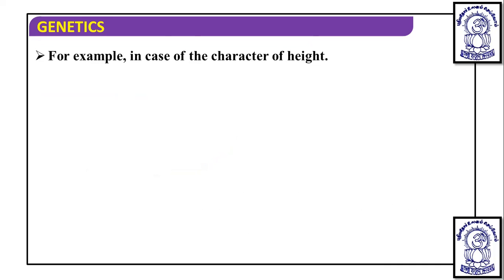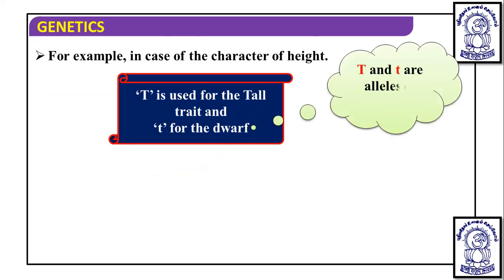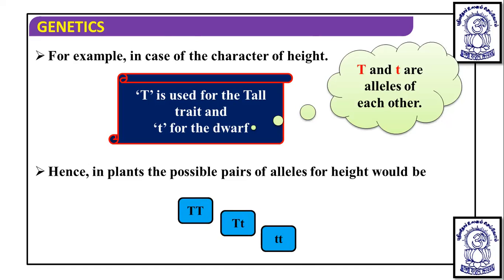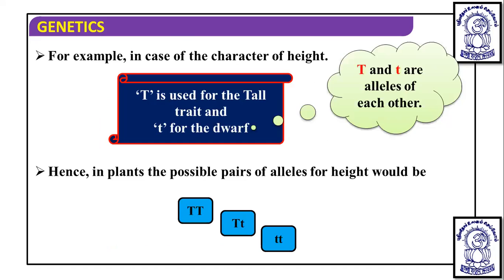So for example, in case of the character of height, capital T is used for the tall trait and small t is for the dwarf trait. Capital T and small t are the alleles of each other, meaning these two alleles code for the character height. So after this discussion, we can conclude that in a plant the possible pairs of alleles for height would be capital T capital T, capital T small t, small t small t. Okay, so this is the thing.